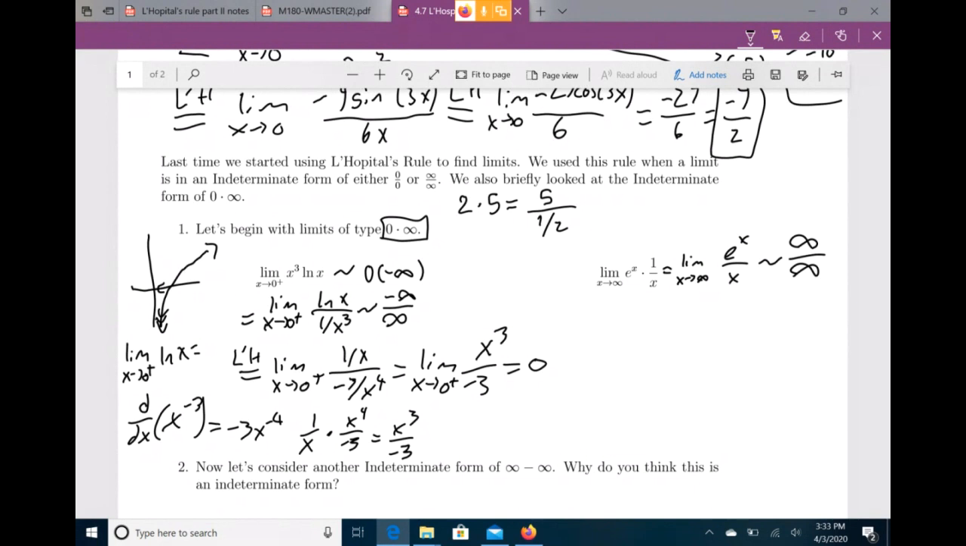Okay. For the second one, e to the x over x, this one's really quick. You get infinity over infinity. So you can use L'Hopital's rule. And then what is the derivative of e to the x? Just e to the x, good. And the derivative of x is just 1. So now when I let x go to infinity, the only term that's left is e to the x. And if I let the exponent get big, e to the x will get really, really big. So this just goes to infinity.